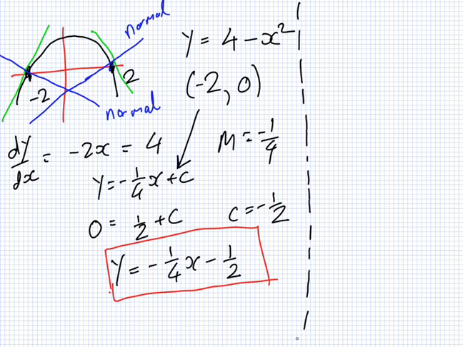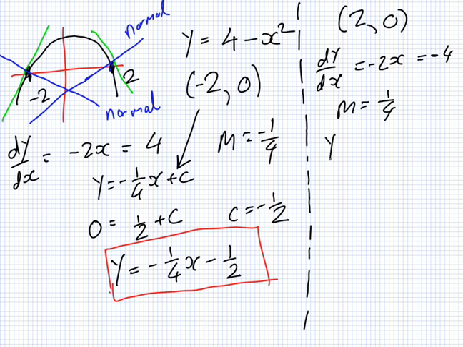Finished? Let's have a look. So what is the point here? 2 and 0. So we already have dy dx calculated. Dy dx equals minus 2x, which here would equal minus 4. So what's the slope we have here? 1 over 4. So y equals 1 over 4x plus c.